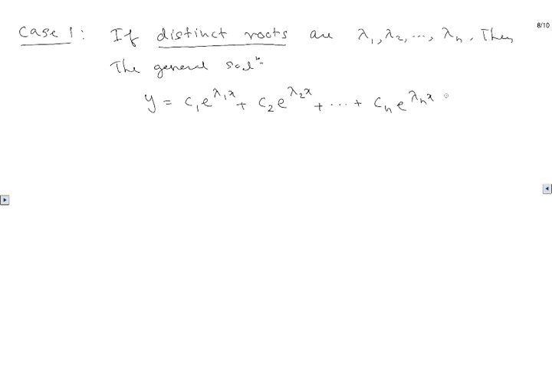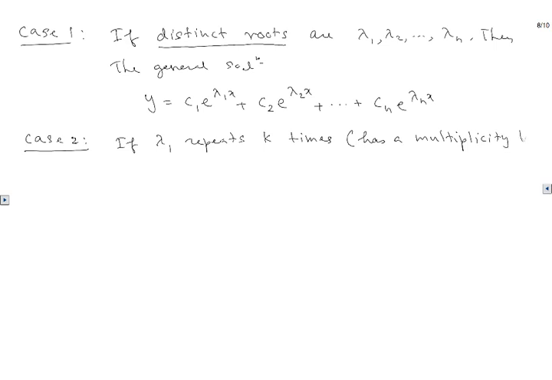So what if some of them are repeating? Let's say case 2. In case 2, let's say lambda 1 repeats k times, which we normally call having a multiplicity k. That's another way to say it.